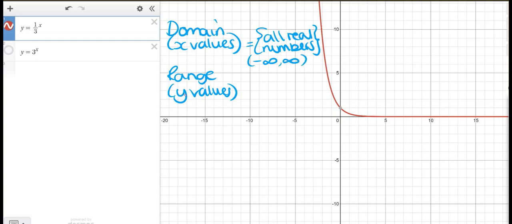Then the range of the y values, so we can see that there's nothing down here on the negative, so it's going to be all values that are greater than 0. So the y values, this is all values that are greater than 0.